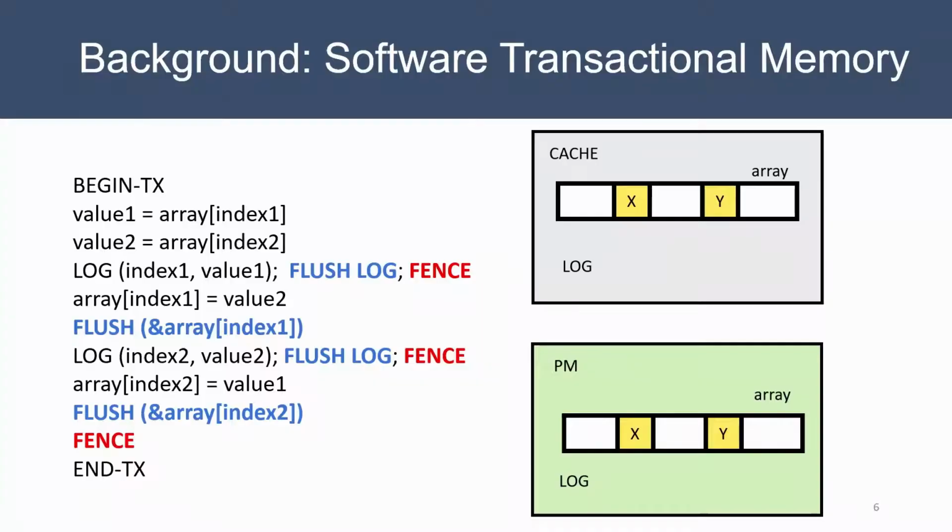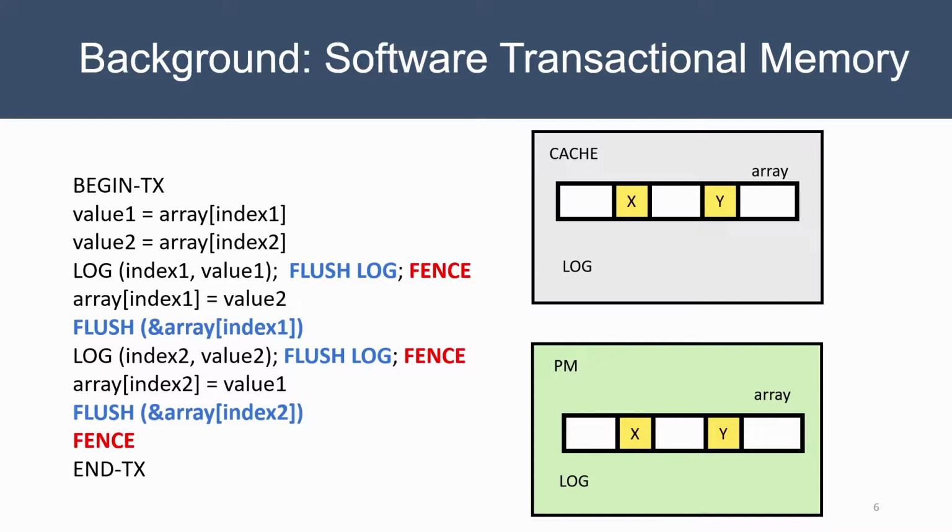We have an array or a vector which is durable and stored in persistent memory. And we want to perform a swap operation. So we want to change the locations of x and y in this array. So this typically involves two different operations, right? We have to write x to the location of y and then write y to the current location of x. And we want to make sure both of these updates are atomic with respect to failure and each other.